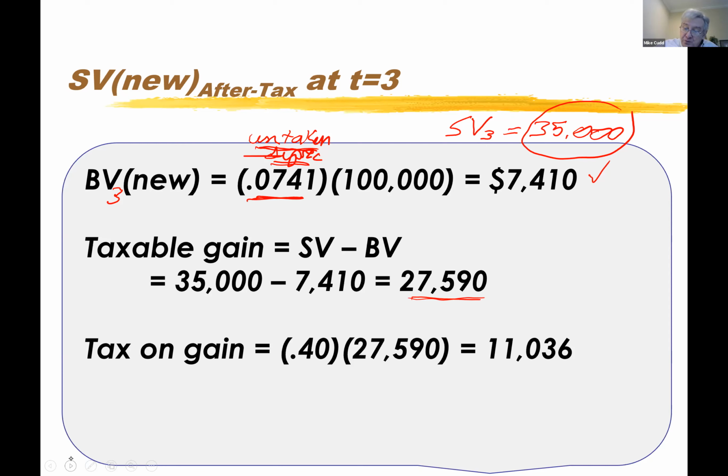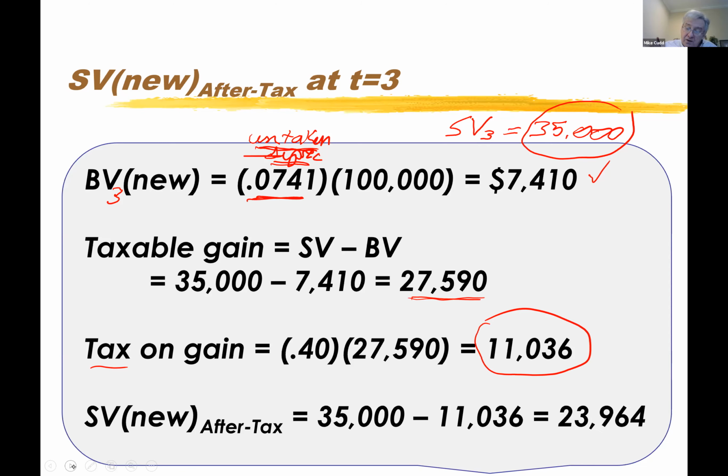And at a 40% rate, that would incur taxes of over $11,000. So the salvage value, even though we're going to sell the equipment for $35,000, the government will swoop in and take over $11,000 of it in taxes. And that'll leave us with an after-tax salvage value in year 3 of almost $24,000.